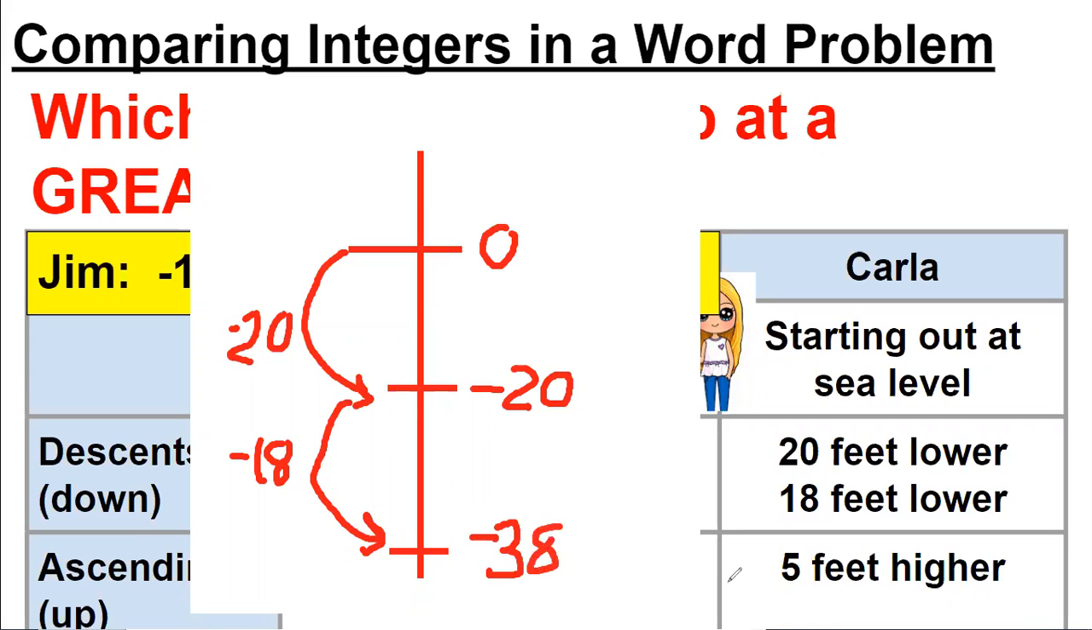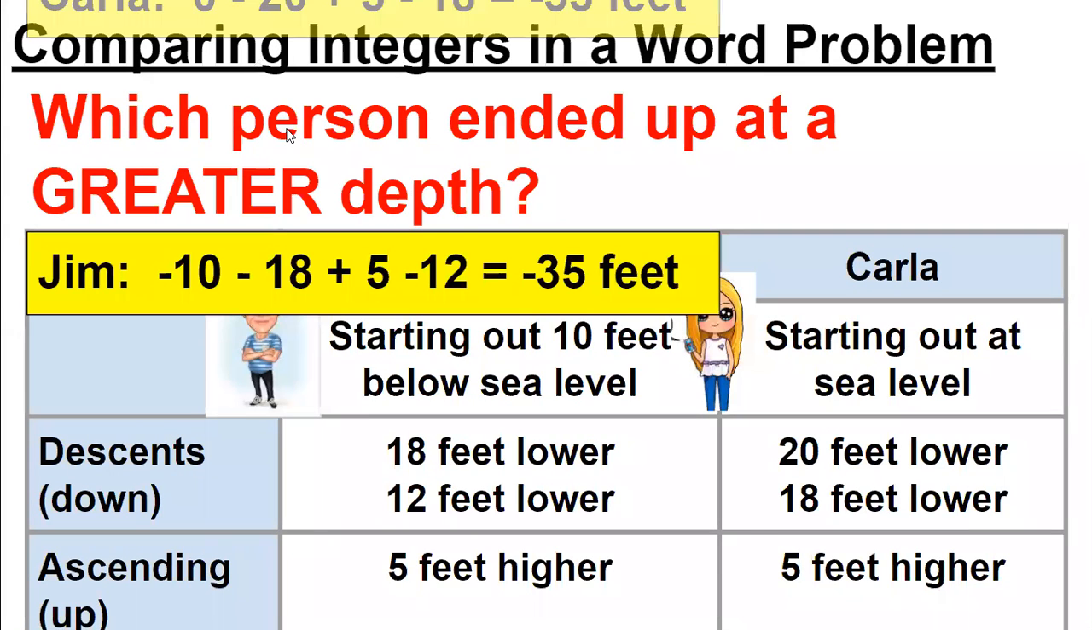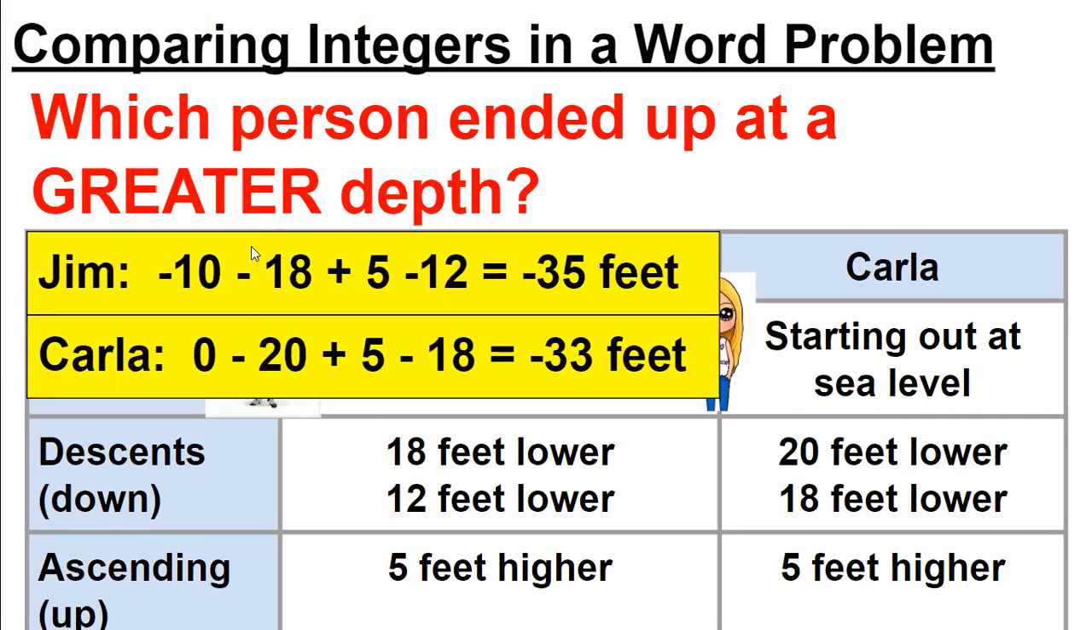And then it says she goes up 5 feet higher. So she's going to go up plus 5. Where will she land? 38 minus 5. 33 is her landing point right here. Negative 33. Let's clear that and we'll bring that one up. There's Carla. Started at 0, went down 20 feet, went up 5, and went down 18 for a landing spot of negative 33 feet. Now the question, go back to your question.